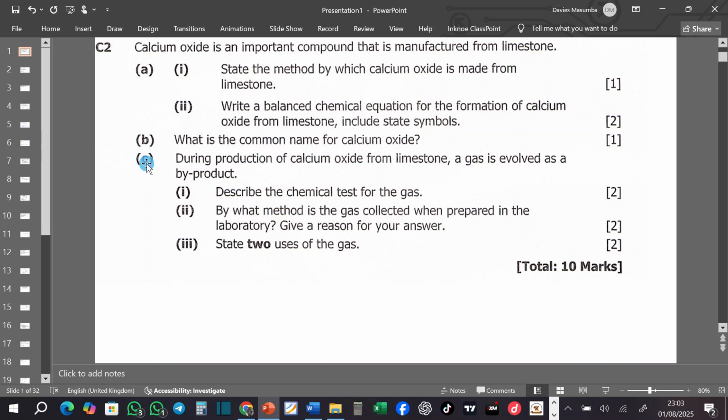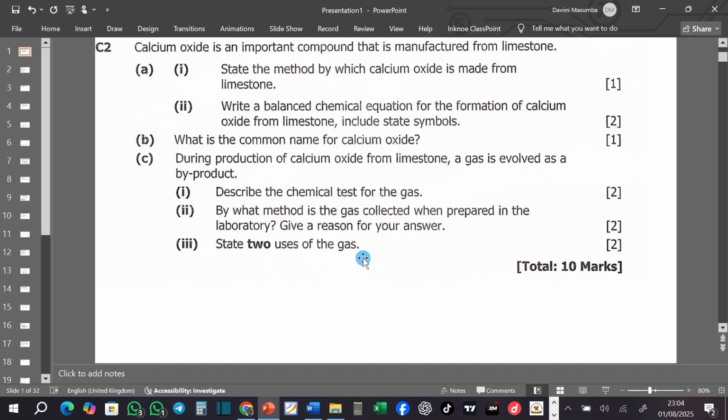Then we go to C: during production of calcium oxide from limestone, a gas is evolved as a byproduct. Roman numeral 1: describe the chemical test for the gas. Roman numeral 2: by what method is the gas collected when prepared in the laboratory? Give a reason for your answer. Then Roman numeral 3: state 2 uses of the gas.